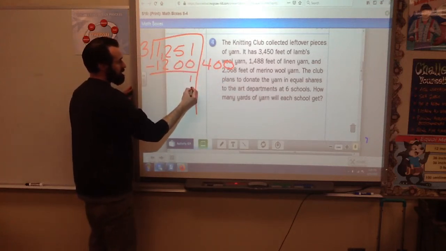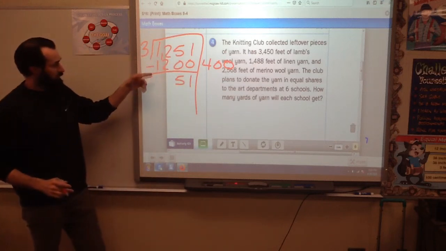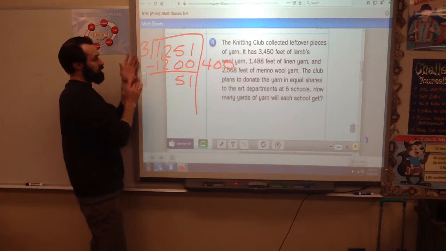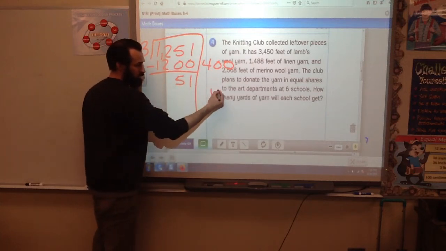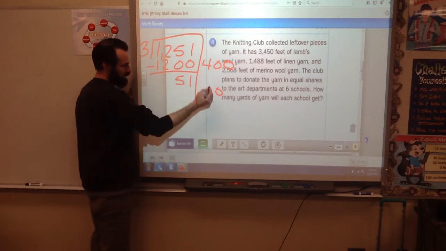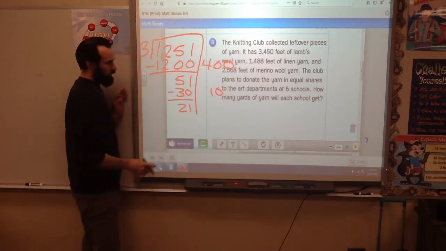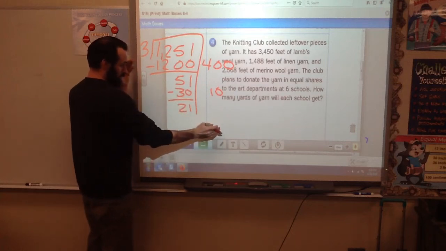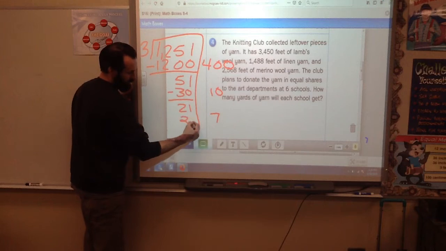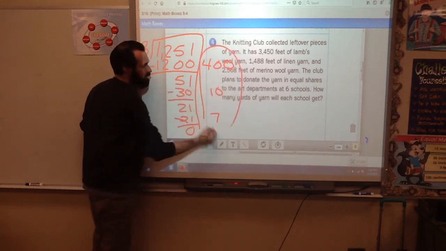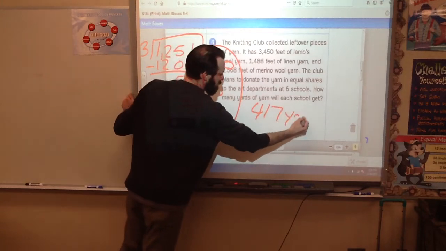1 minus 0 is 1, 5 minus 0 is 5, 2 minus 2 is 0, 1 minus 1 is 0. Now, you may not know 3 times what is 51, but you could just do 10. 3 times 10 is 30, and subtract. Now it's what times 3 is 21? 7. 3 times 7 is 21, and subtract, and there's your answer. Your answer for this one should have been 417 yards.